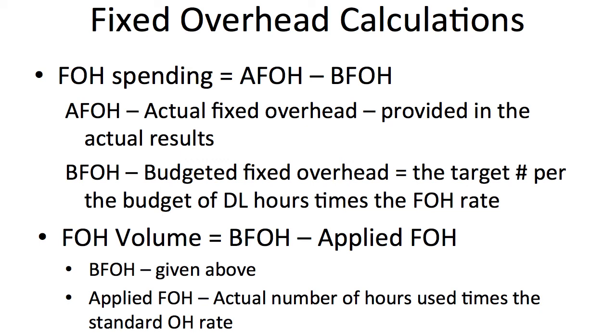In order to calculate volume, you want to take your budgeted fixed overhead, which you calculated in the exercise right before this, and you're going to deduct that from your applied fixed overhead. Applied fixed overhead is the actual number of hours you used times the standard overhead rate. Just doing that basic math will give you the difference and your fixed overhead volume.